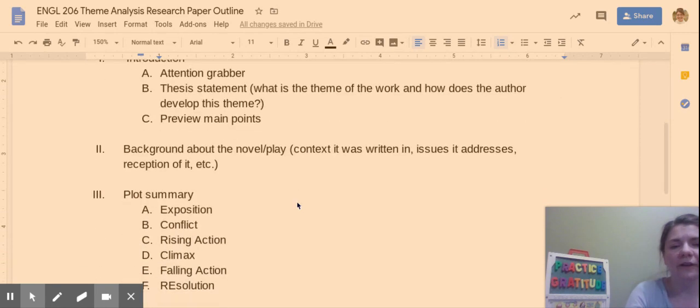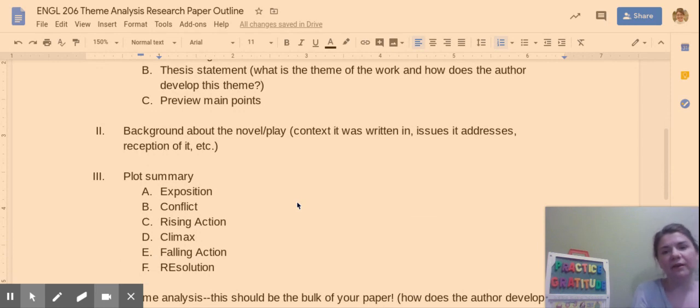Okay, then you're going to have a short section that's just a background about the novel or play. The context it was written in, the issues it addresses, how it was received. This is really to draw in your audience and also give them a little bit of context about it. For some of your papers, the context isn't going to matter as much, and for other papers, the context matters a lot. For instance, if you are writing a theme analysis on A Raisin in the Sun, the historical context is really important.